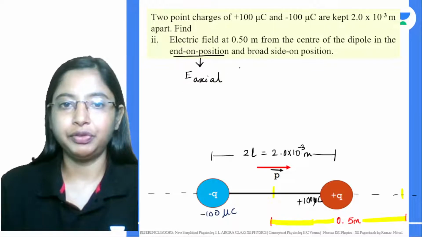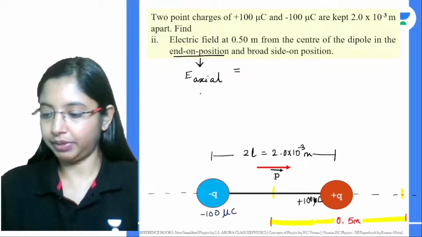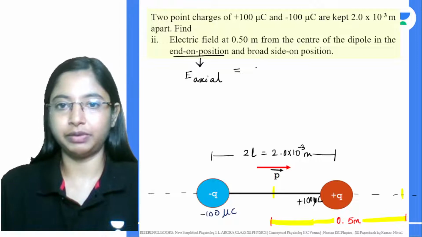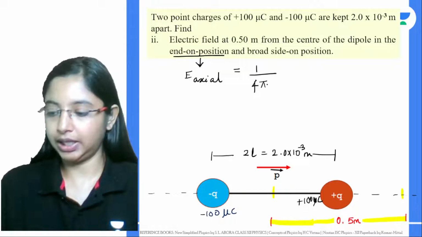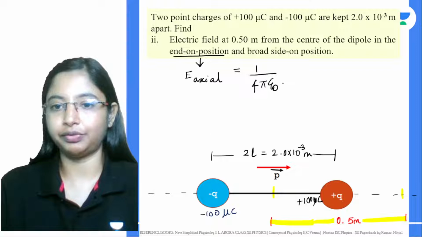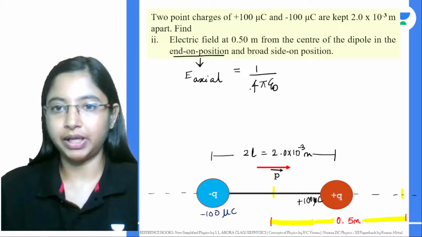Now we have to find it for the end-on position. That is given by the equation 1 by 4 pi epsilon naught. Only the magnitude we are going to find. This 1 by 4 pi epsilon naught.